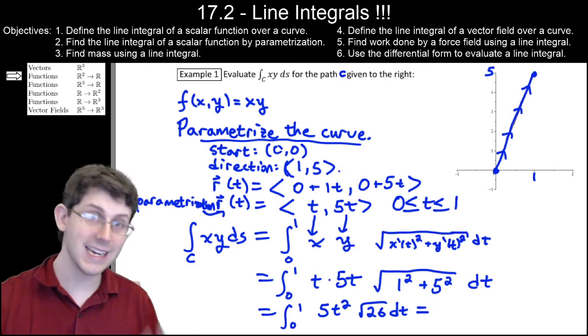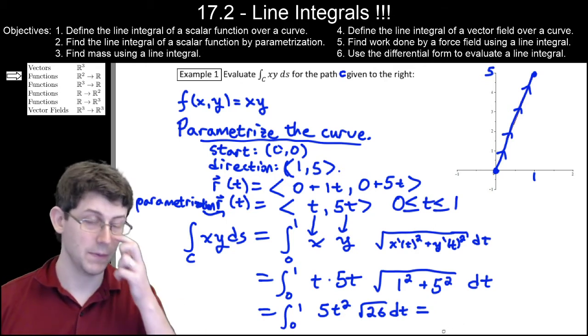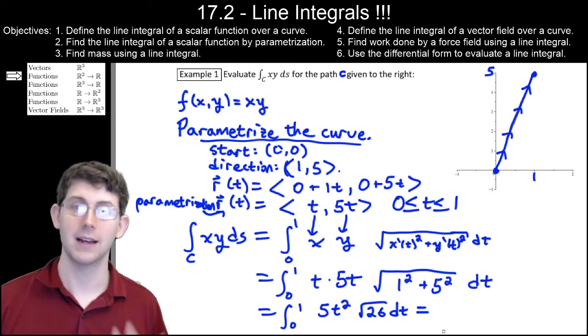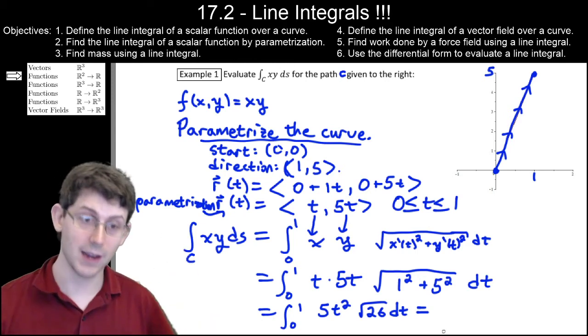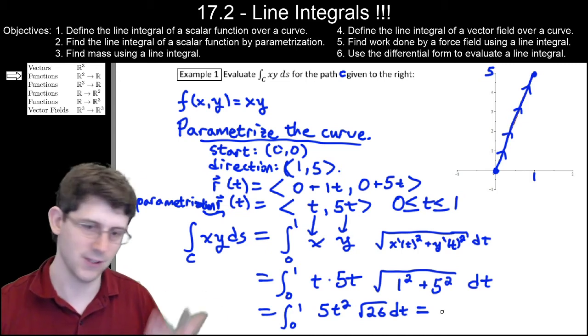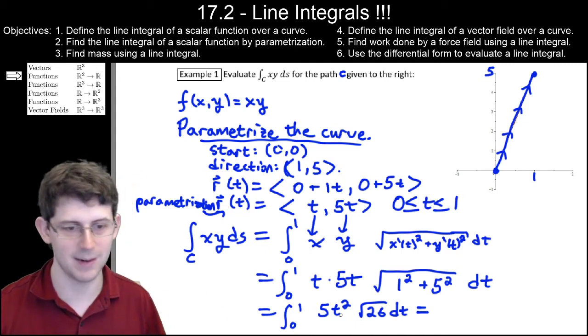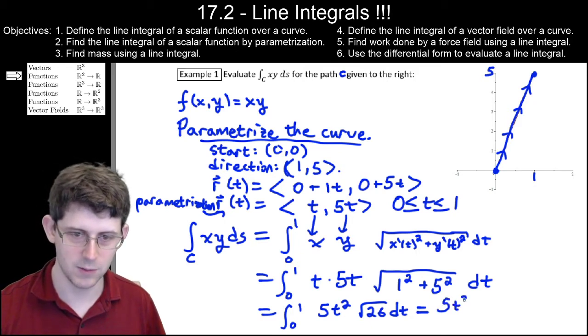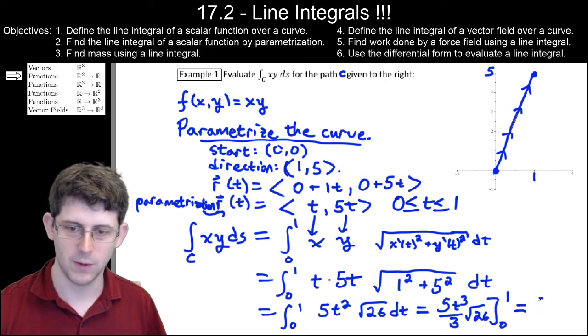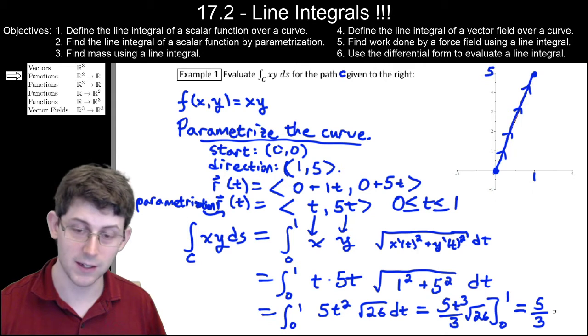So this line integral, it's not hard. The hard part is parametrizing the curve. If you parameterize the curve, and then you keep track of what's going on, that this is y, so you plug it in for y, then the line integral is really just not a big problem. So the integral of t squared is t cubed over 3, and we're going from t equals 0 to t equals 1. Plug in 1, and you get that this line integral comes out to 5/3 the square root of 26.